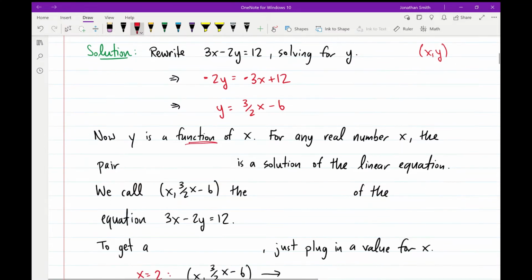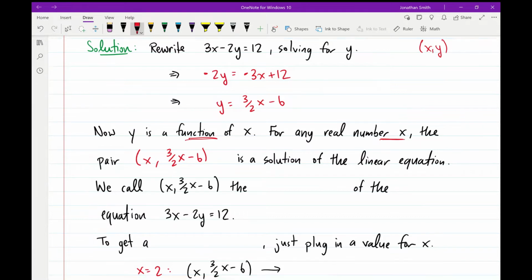So for any real number x that I plug into the right-hand side of the equation, I know that the y value is going to be 3/2 x minus 6, which means that the ordered pair that has the form x for the x component, and then 3/2 x minus 6 for the y component, this is always going to be a solution. Regardless of which real number x I pick, when I plug it into this ordered pair, it's going to pop out a solution to the linear equation.